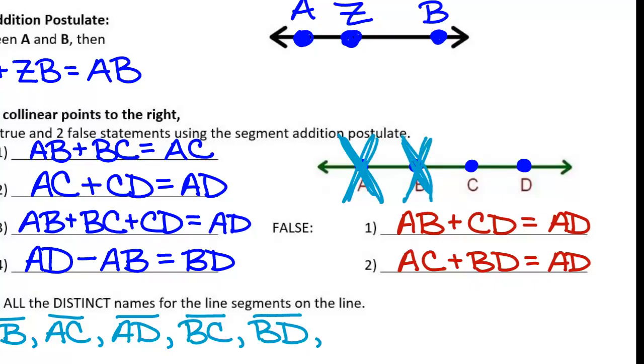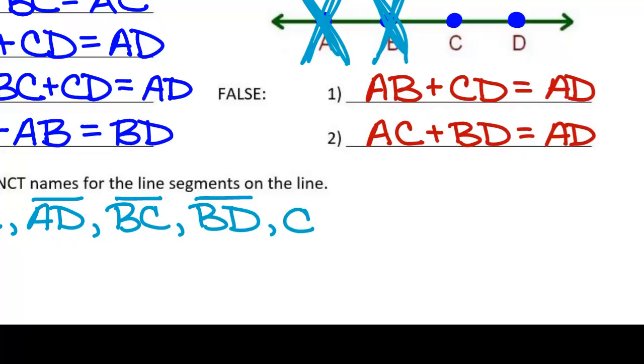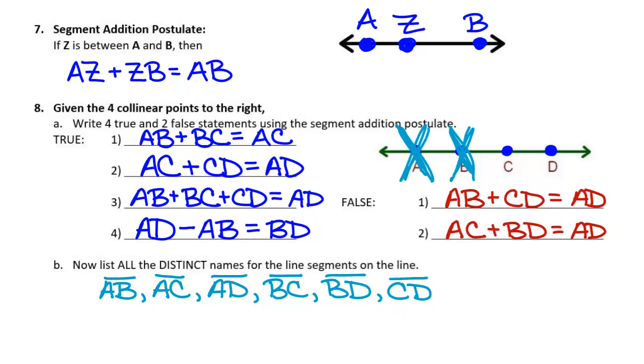I've done all the ones that can have A as an endpoint and all the ones that can have B as an endpoint. What's another line segment that I could make up here? CD, yes. CD. We can use C as an endpoint. And can I make any larger segments that have C as an endpoint? No. Then I've gotten all of them. That's how I know I've gotten all of them. So far, so good? All right.